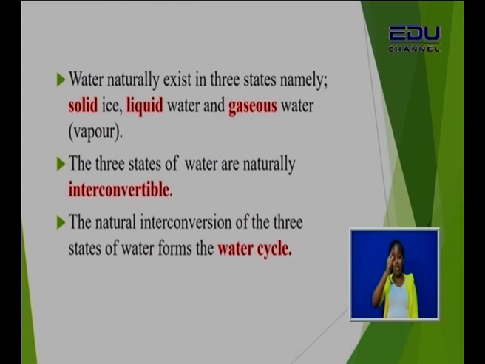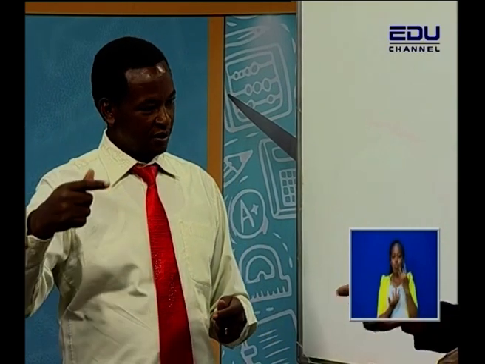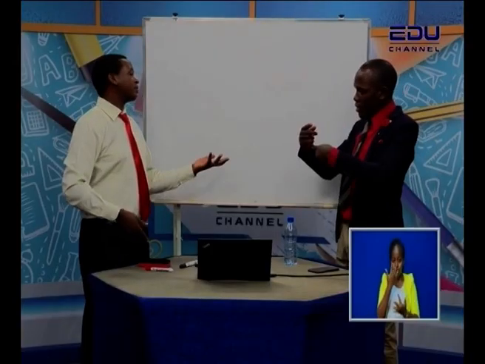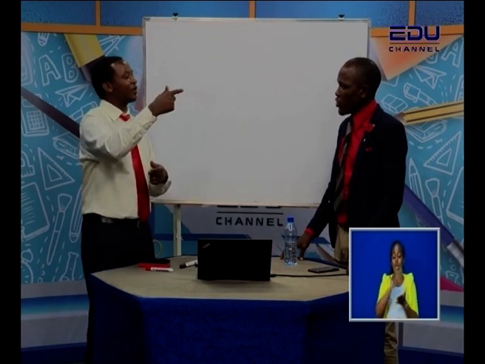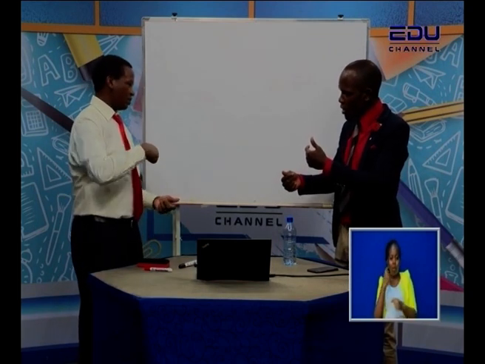Interconvertible, meaning you can change from solid ice to liquid by doing what? Heating. Then liquid to gas, by more heating. Can we reverse? Yes, we can reverse. That's what we are saying, they are interconvertible. You can change from one state to another. From gas into liquid, through the process we call condensation. Then from liquid to solid, we call it freezing or solidification.